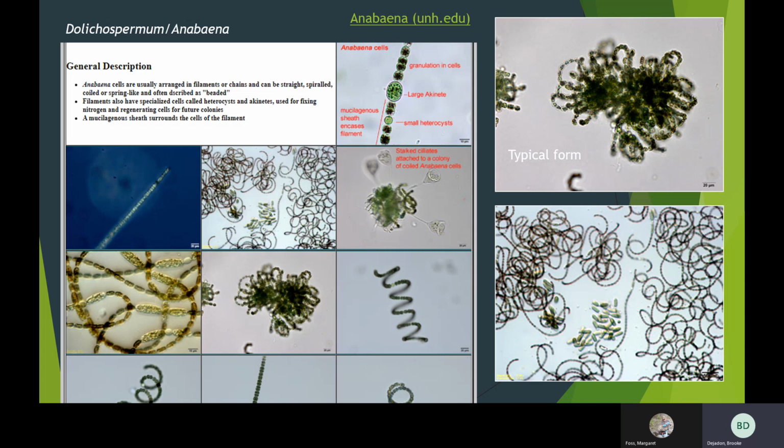So all of these big akinetes here are just ready to rest for the winter and become a new bloom in the spring. But they can be single filaments, they can be these tightly coiled springs. There's a lot of different forms of the Dolichospermum. And again, they produce anatoxin, so it's something that we're worried about.